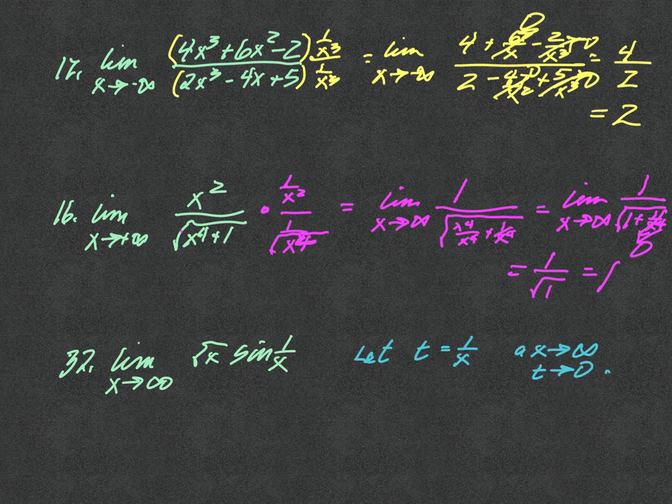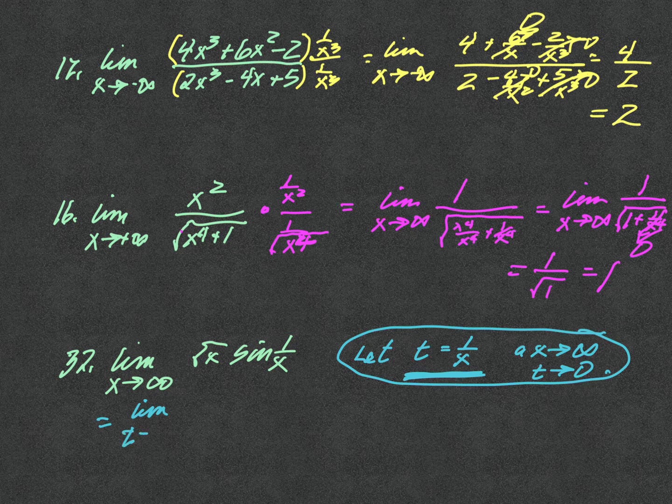Okay, so I made a little note here. Whenever you see these sine functions with sine of 1 over x, you typically want to make a variable substitution. So let t equal 1 over x. So when x goes to infinity, then t will go to 0.